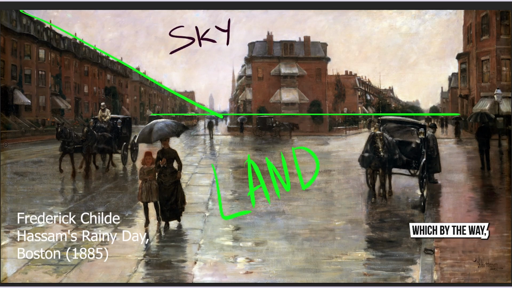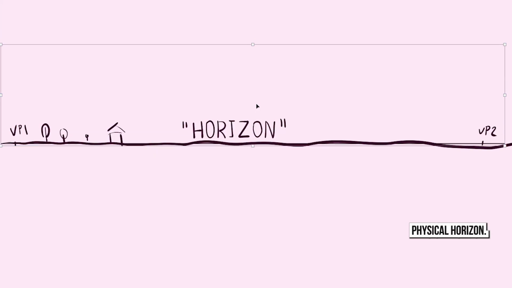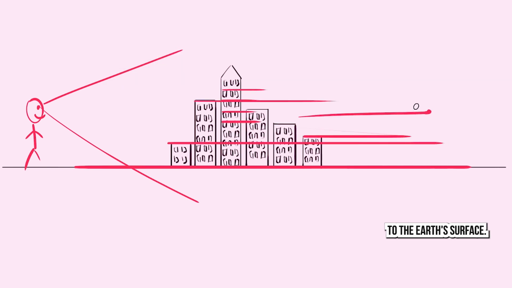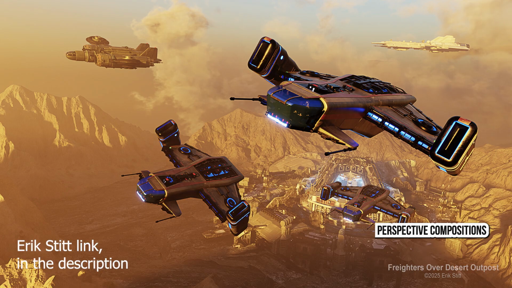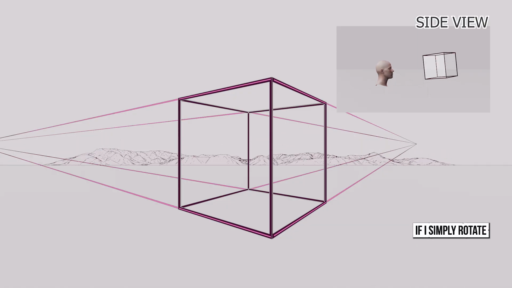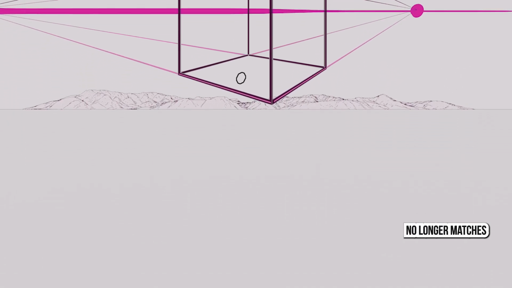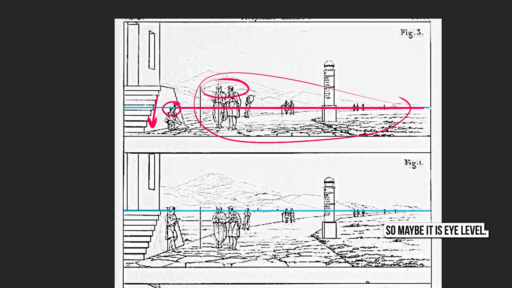In most cases, which by the way limit your creativity, this line matches with the actual physical horizon, because most of the time we are drawing objects that are parallel to the Earth's surface. But there are an infinite number of interesting perspective compositions that many artists just don't use. For example, if we simply rotate our head in the box, this line with the vanishing points no longer matches the physical horizon. You might think, so maybe it is eye level.